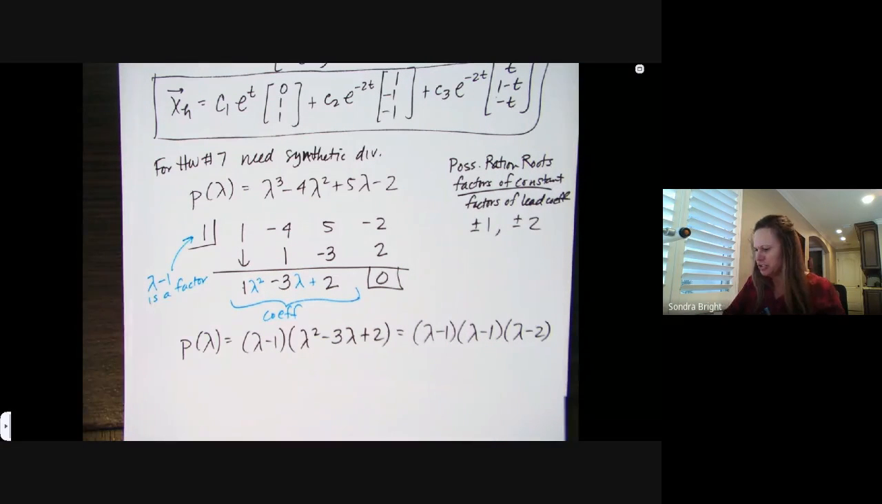Just a little refresher, just in case you didn't remember how to factor a cubic. That's how.